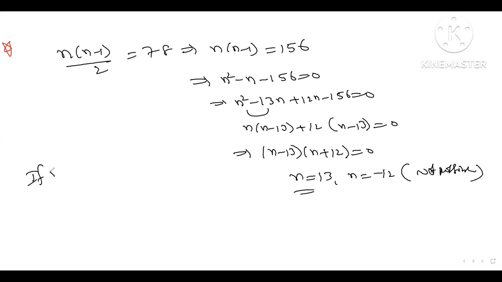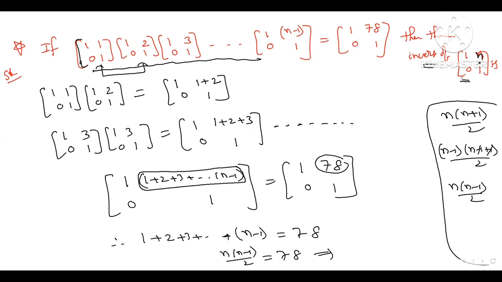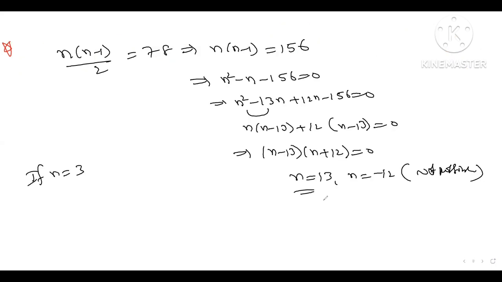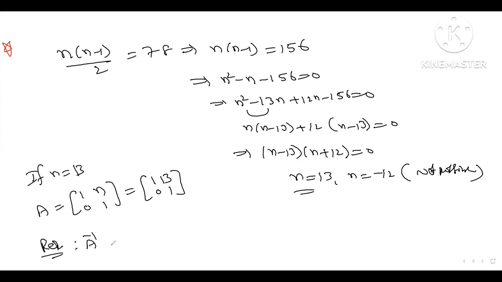If n is equal to 13, what is required here? The inverse of the matrix 1 n 0 1. Let us take A is equal to 1 n 0 1, with n placed as 13, so 1 13 0 1. So what is required here? Required is A inverse. The A inverse formula is 1 by det A into adjoint of A. Det A value, how much? AD minus BC is 1. So 1 by 1 into adjoint of A.